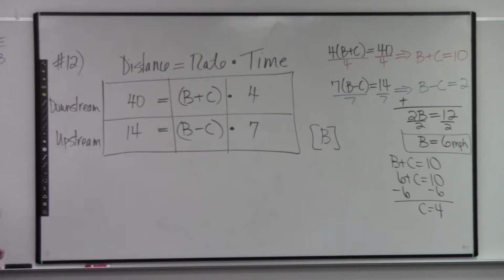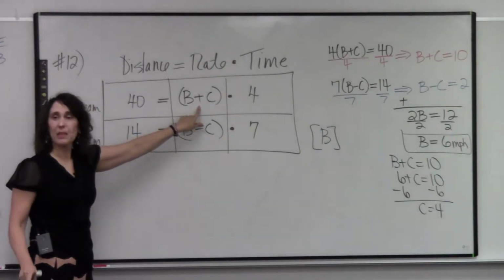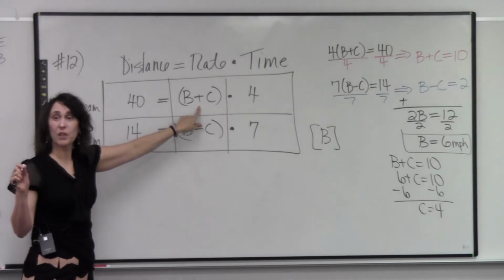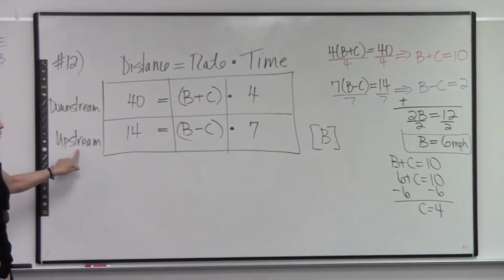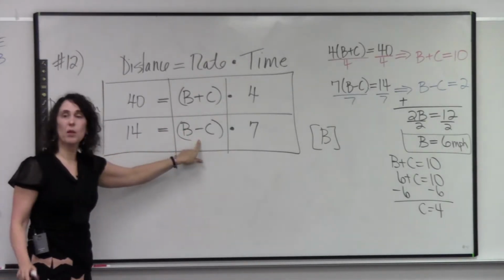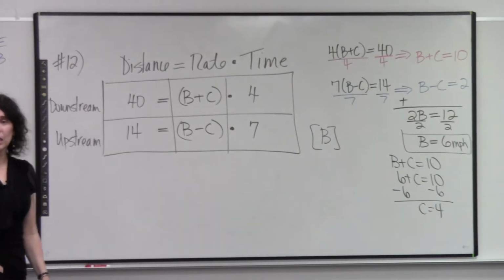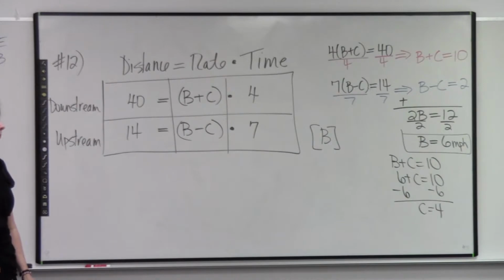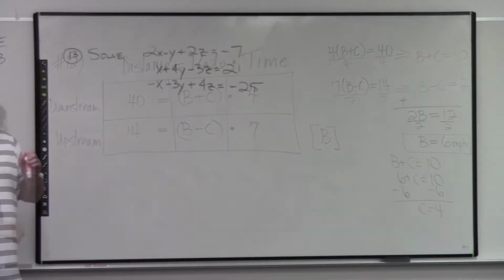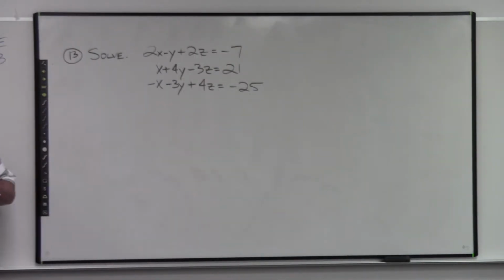Alonzo, do we need to go back to a step? Do I need to clarify anything? You do need to make sure that you associate downstream as going faster, meaning the B plus C. They have to go together. Just like upstream, it's going to be the speed of the boat minus the current. So you got to make sure you make those. It's going against it, yes.